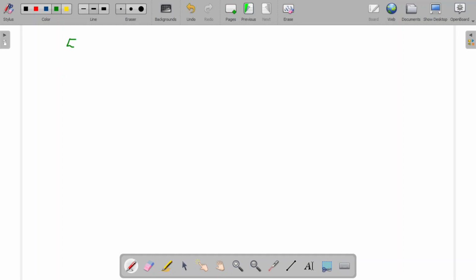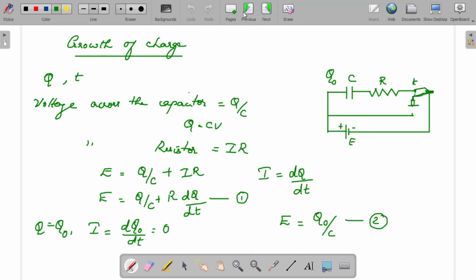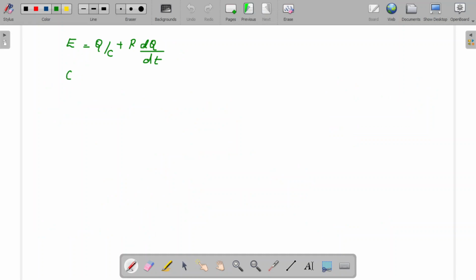That is, E is equal to Q by C plus R into dq by dt, right? Now E can be replaced by equation number 2, that is, equation number 2 was Q0 by C. I am replacing E as Q0 by C, Q by C plus R into dq by dt. Now obviously, seeing that, you can understand that you can collect the like terms together.